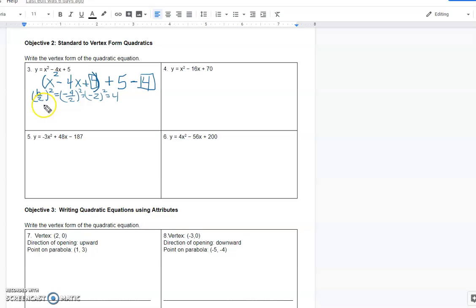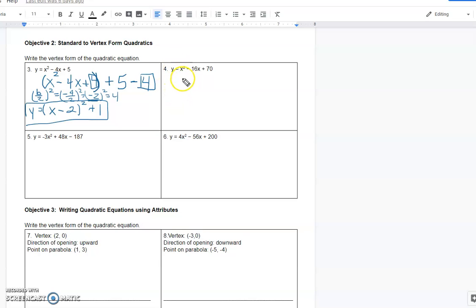And now I need to complete the square, so it's going to be x minus 2 squared. And this minus 2 is coming from here. It's the half b part. And then I'm going to simplify plus 5 minus 4, which gives me plus 1. So my equation is y equals x minus 2 squared plus 1.